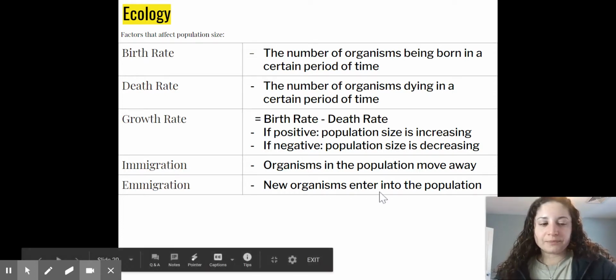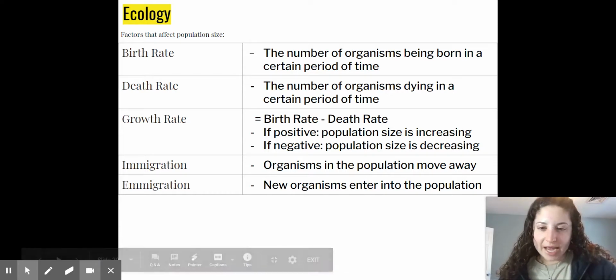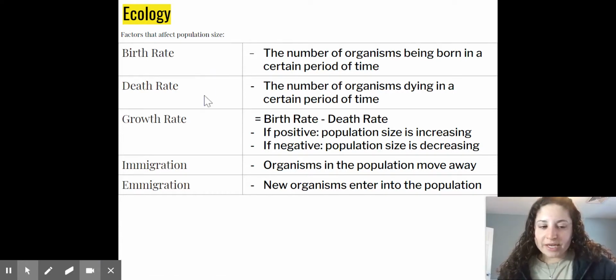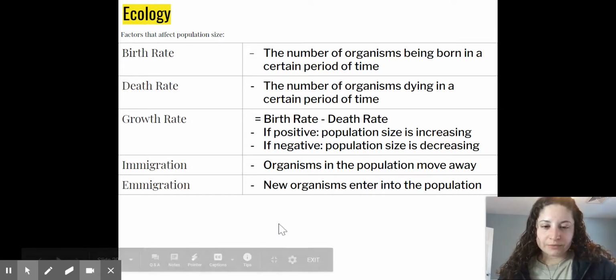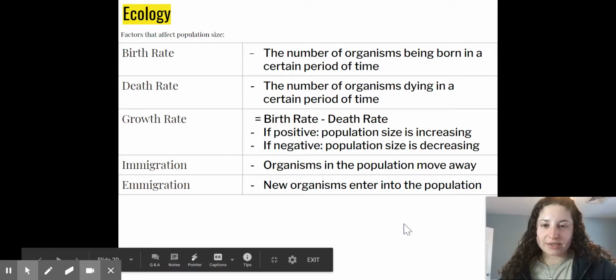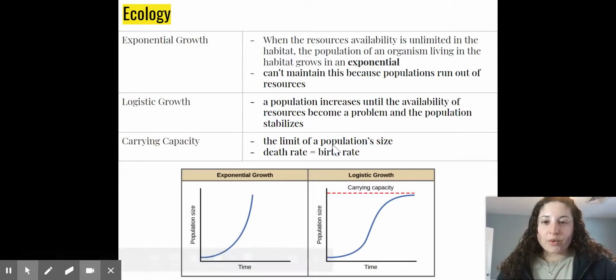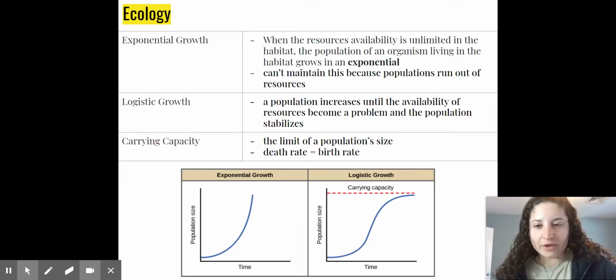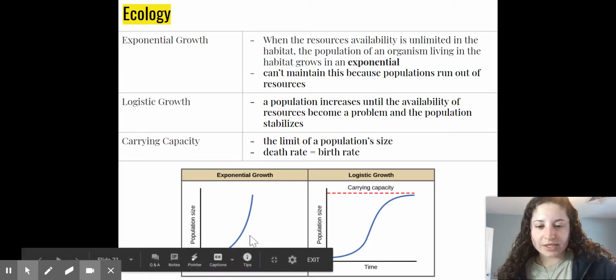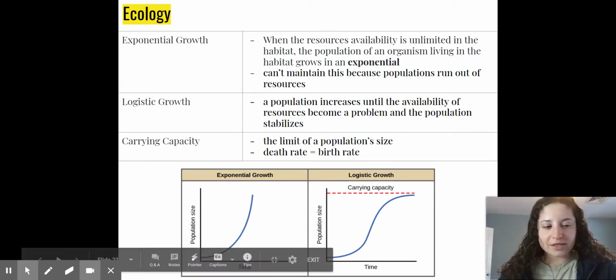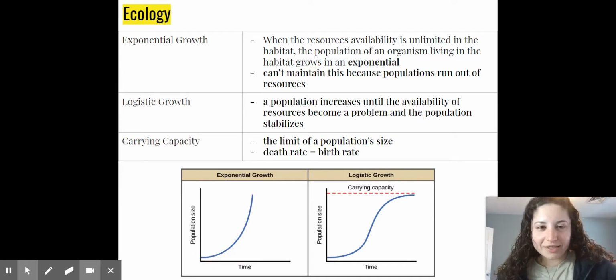And so again, in terms of population size, yes, you can have a birth rate and a death rate, but organisms can move from one population to another. And that's going to affect the population size as well. So when we are looking at population size and population growth, there's a couple things we need to be aware of. So for a population, you can experience exponential growth, and that's this graph right here. This is when there's a lot of resources available and it's almost like unlimited in the habitat that they're living in.